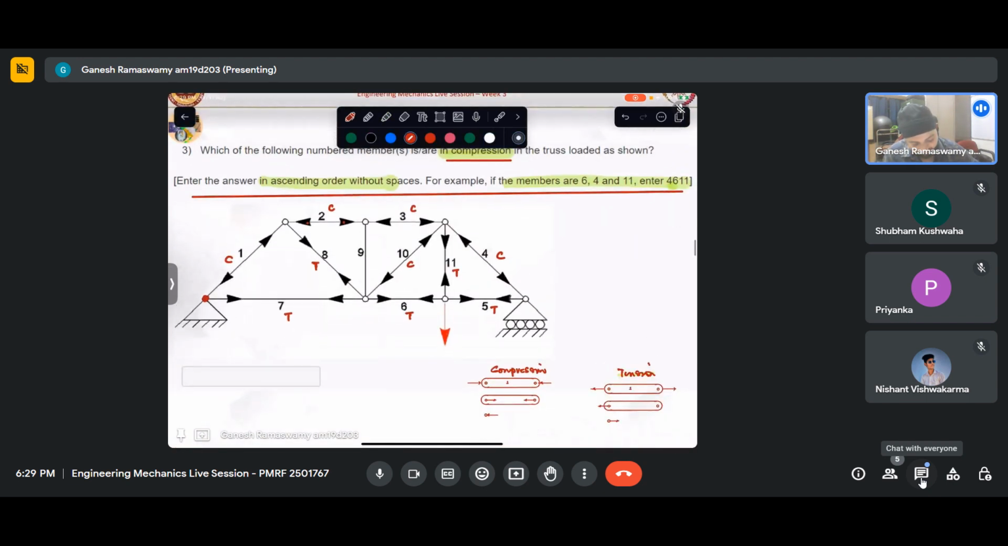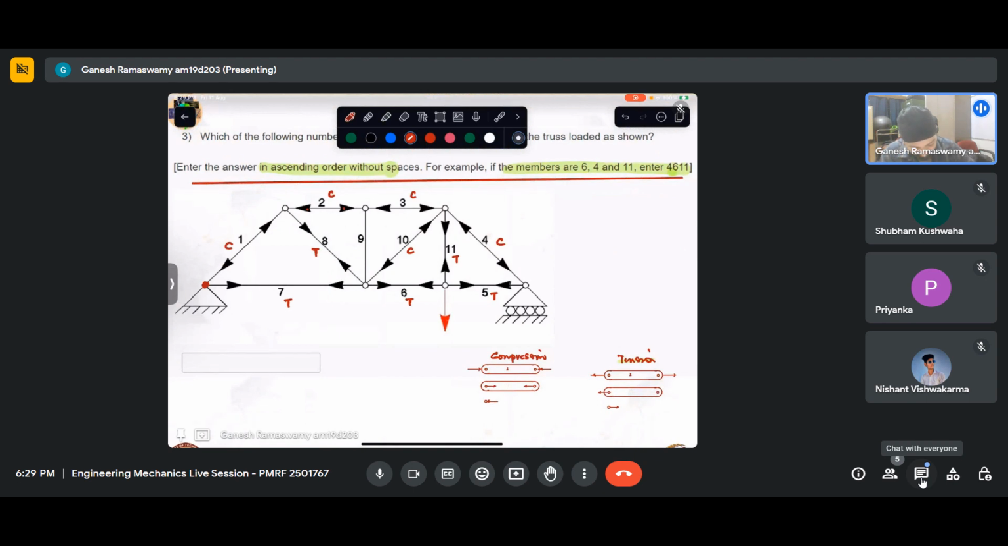So in this slide, if we look at the answer, what would it be? We have 1, 2, 3, 4. Then what else is in compression? Then 10 is in compression. Member 10 is in compression. So the answer would be this. Is it clear? Are there any questions here?